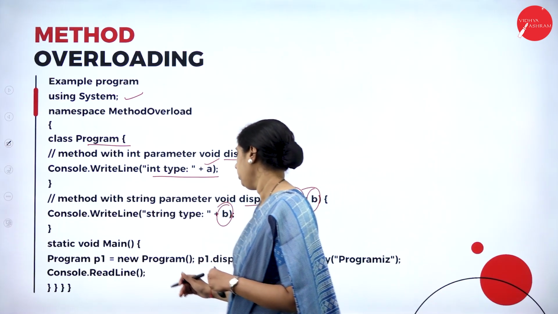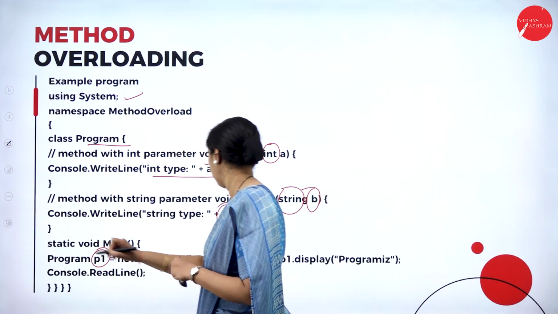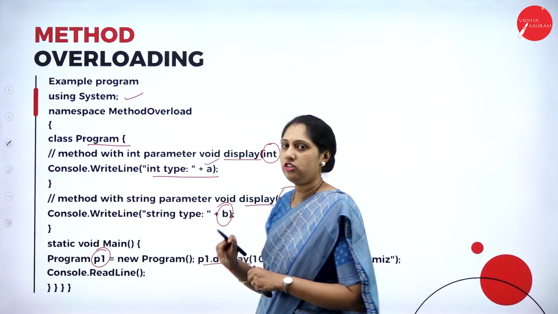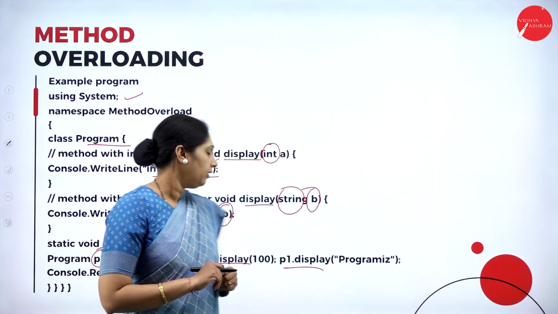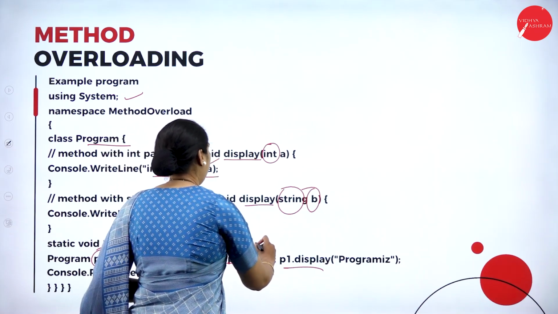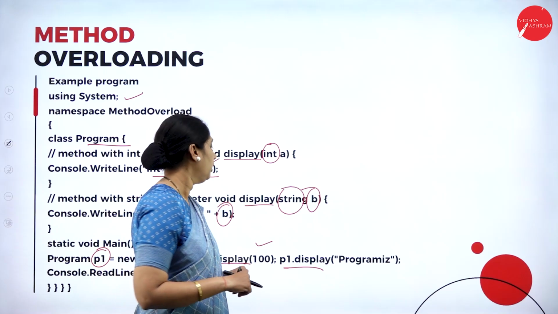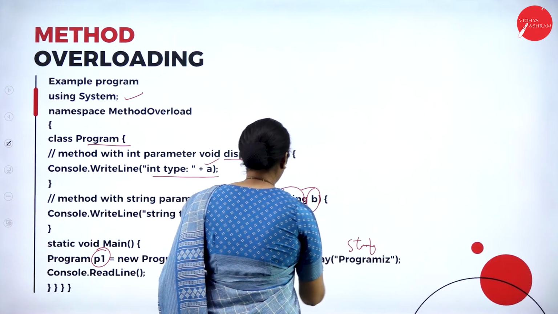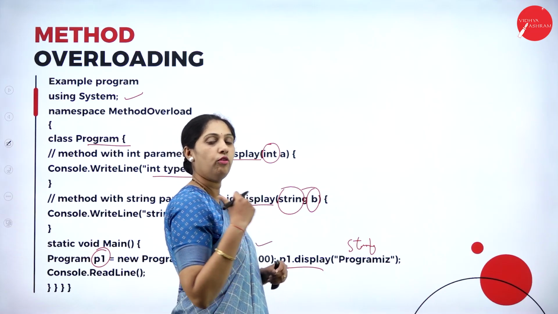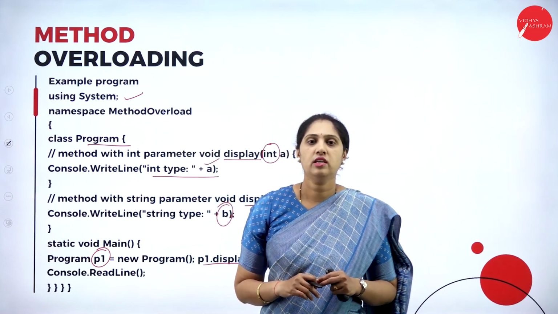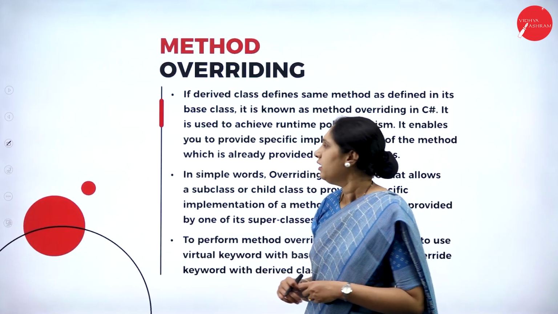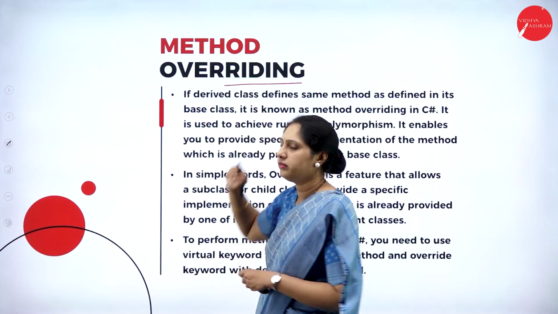Then in the main, what we do is we create an object. Then we call the function. Two functions are there. One is display of 100, that is integer, then display of a string. For us it is two functions, but we don't say two functions, we say it is method overloading.